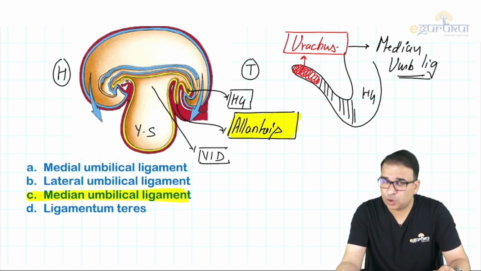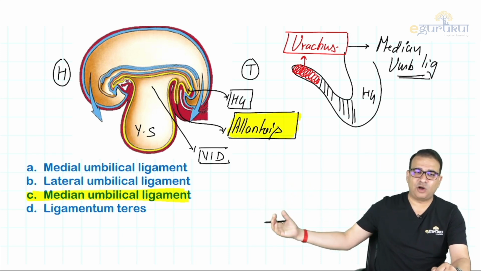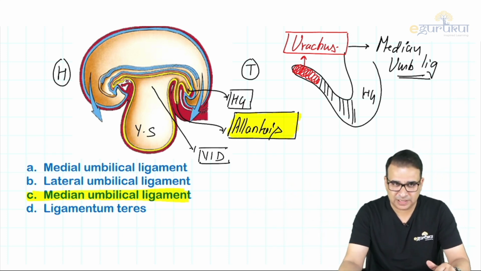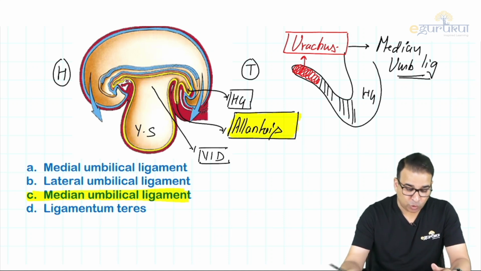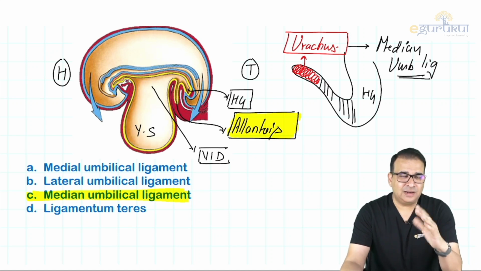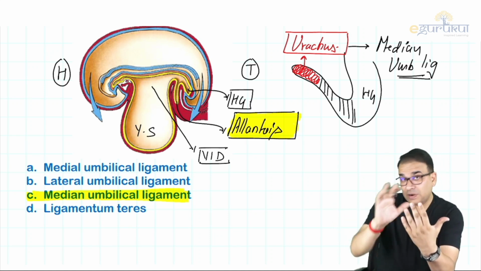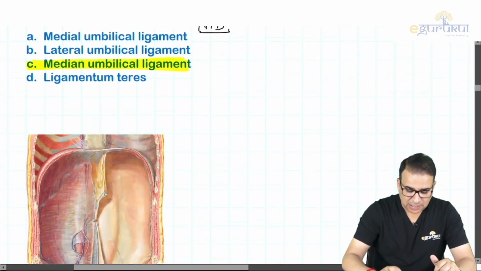But let's talk about the other options also. Option A says medial umbilical ligament, then lateral umbilical ligament, or ligamentum teres. Let's say these were the exact options, or there could be variations in these. Now, when you look at the anterior abdominal wall from the posterior side, this is how it's going to look.